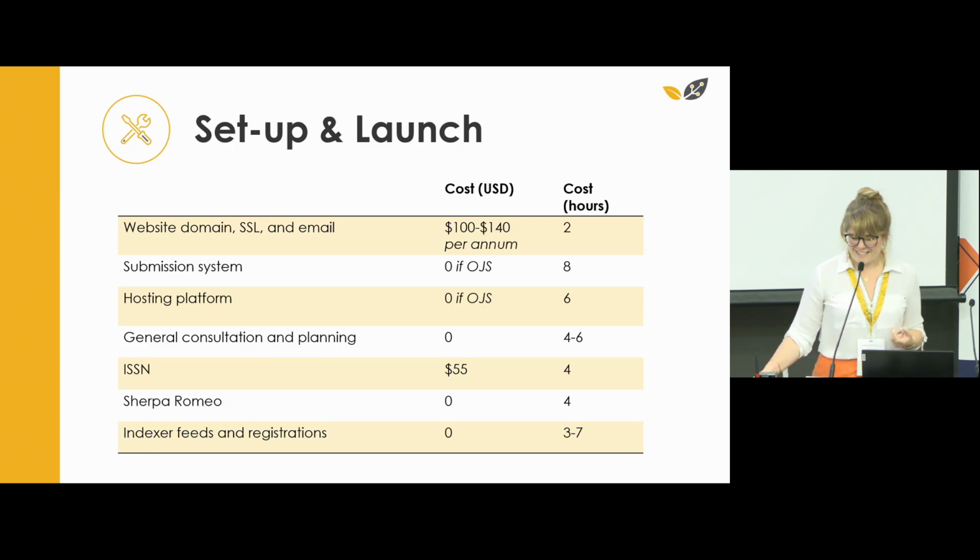So what this means is that the initial setup will probably cost any of you or your universities that are looking to set up a journal about $190 in direct costs and require a minimum of 35 hours of human capital.